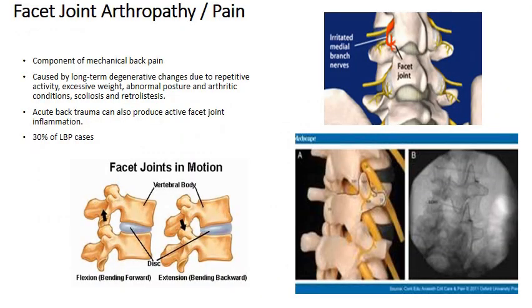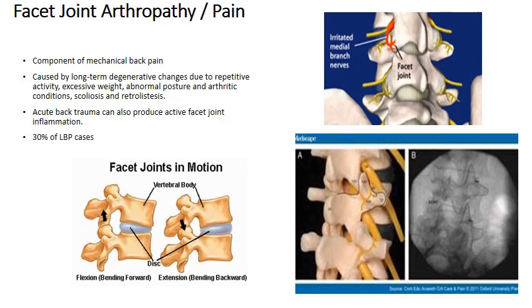The third major cause of low back pain, where we see 30% of cases of low back pain, is from facet joint pain, where we've got pathology in the facet joint itself. This is a component of mechanical back pain caused by long-term degenerative changes due to repetitive activity, excessive weight, abnormal posture and arthritic conditions, scoliosis and retrolisthesis, which is the stepping forward or stepping back of the spinal alignment that causes extra pressure on the facet joints, resulting in pain.